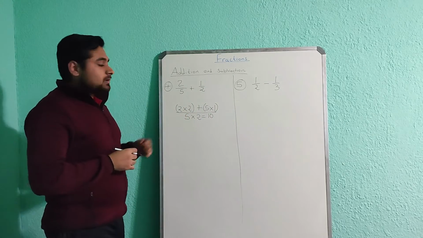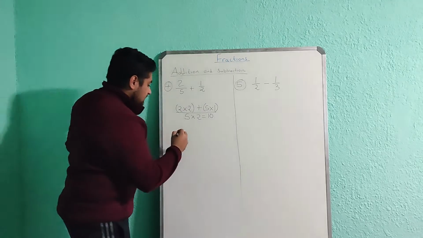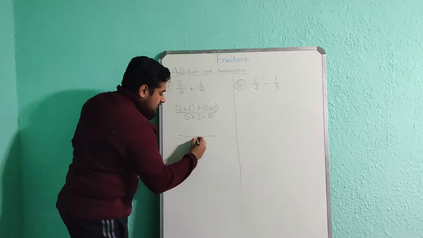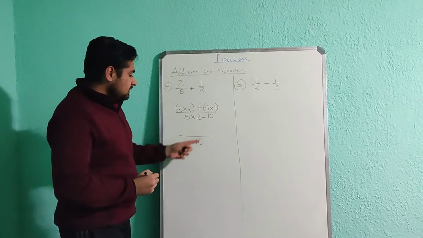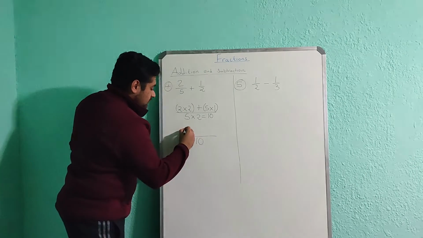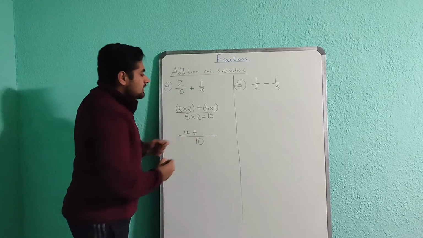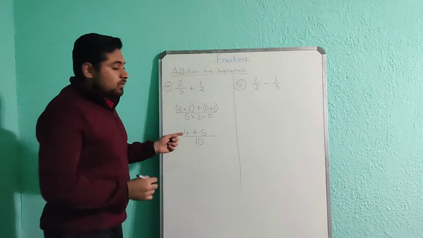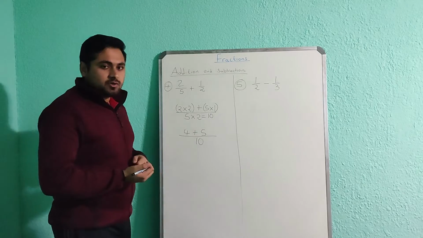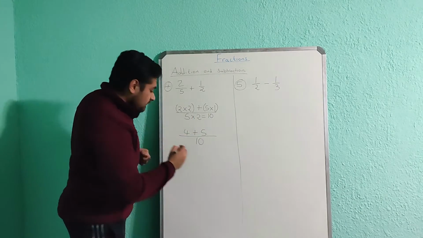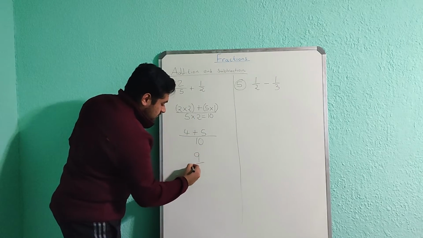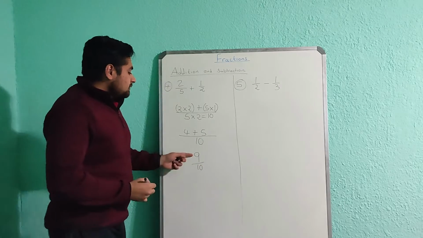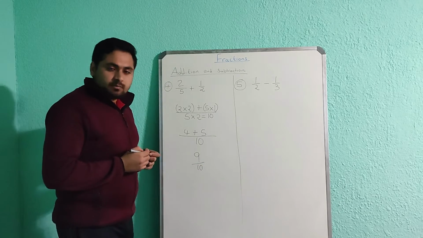Now, what is the next step? We multiply on the numerator side. So, therefore, we got 10 as the denominator. And what is 2 times 2? That's 4, plus what is 5 times 1? That's 5. So, now perform the calculation. Add the numerators. What is 4 plus 5? That's 9 over 10.